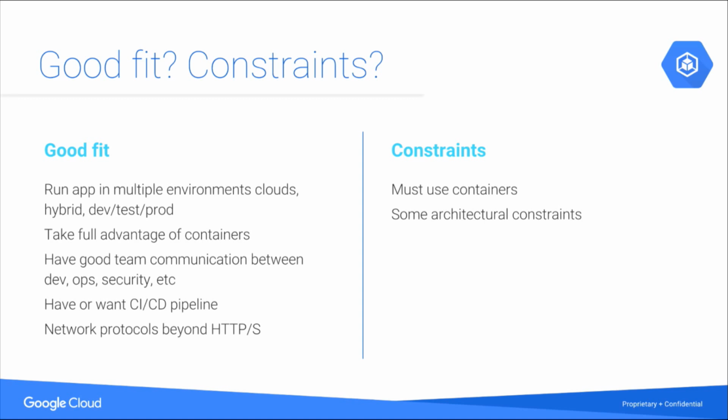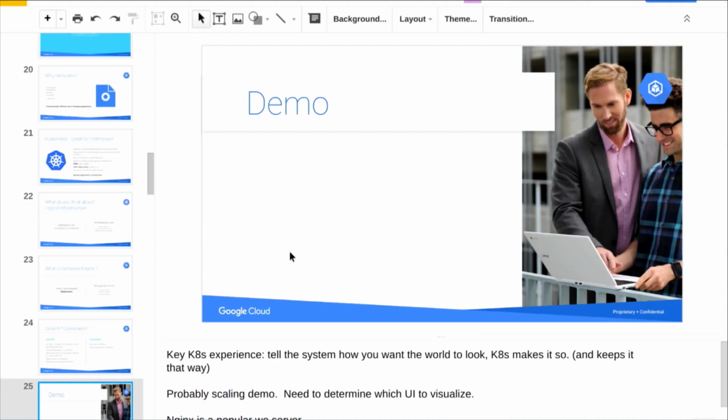I also like to think that it improves the communication between your dev, ops, and security. You always have this problem of "it's running on my machine, it's not running here," so you solve that problem, and it's very easy to communicate when you're doing continuous integration and continuous deployment. It works on all network protocols beyond HTTPS. So there you go. Let's do a quick demo on Container Engine.